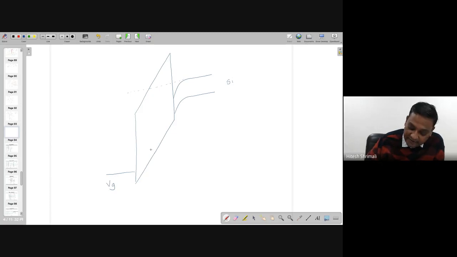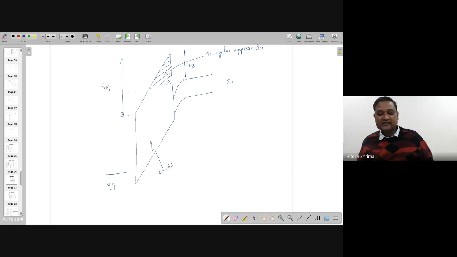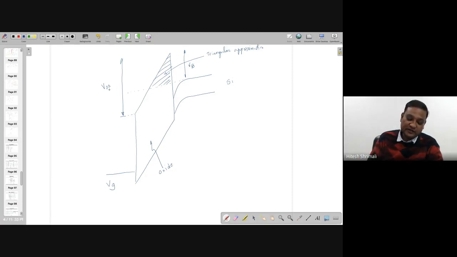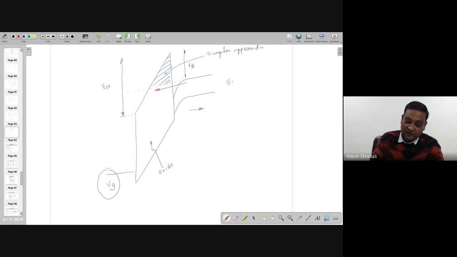This is silicon, this is gate, and this is oxide. If you look at the top side, there is a triangular approximation. And in this case, VB is actually much smaller than VOX. This is a desirable thing because there is a minimum barrier to cross for the current from here to here. So there is a very small barrier when you are applying VG much higher than the voltage you apply for direct tunneling. So this was direct tunneling, and this one has a very popular name.